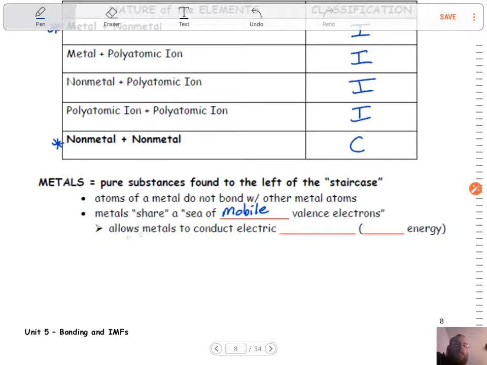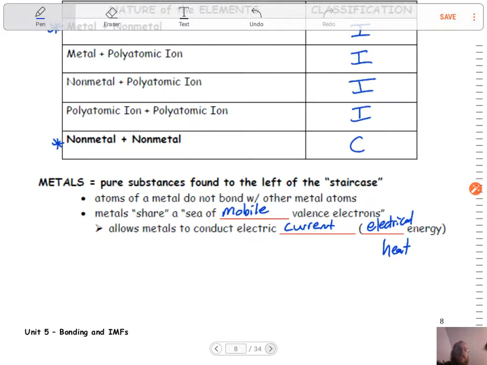What this does, though, is it allows metals to conduct an electric current because those electrons are moving freely. So that means they're really good conductors for electrical energy or heat. And it's because of those unique mobile electrons. The electrons aren't stationary; they are moving constantly, and it gives them those unique properties.